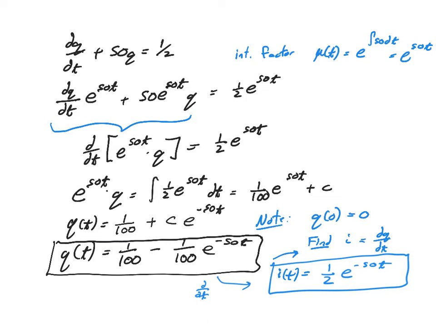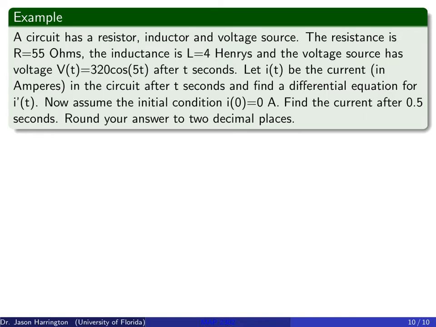All right, cool. So now in this example we have a circuit with a resistor, inductor, and voltage source. The resistor is 55 ohms, the inductance is 4 henries, and the voltage source is 320 cosine 5t after t seconds. Let I of t be the current in amps in the circuit after t seconds. Find the differential equation for the derivative of I of t, and now assume the initial condition is I(0) equals 0. And then you want to find the current after half a second, and round this to 2 decimal places.